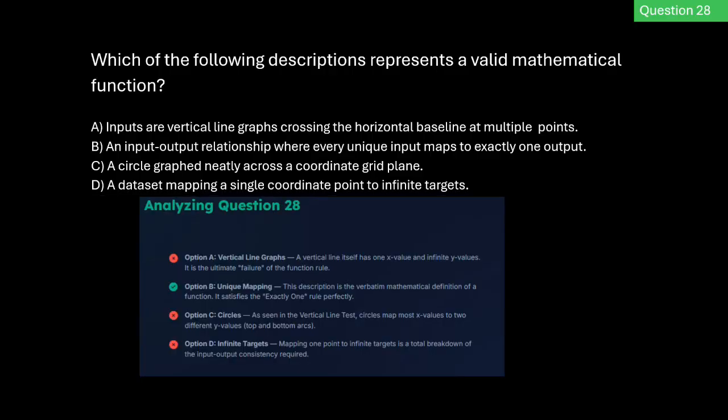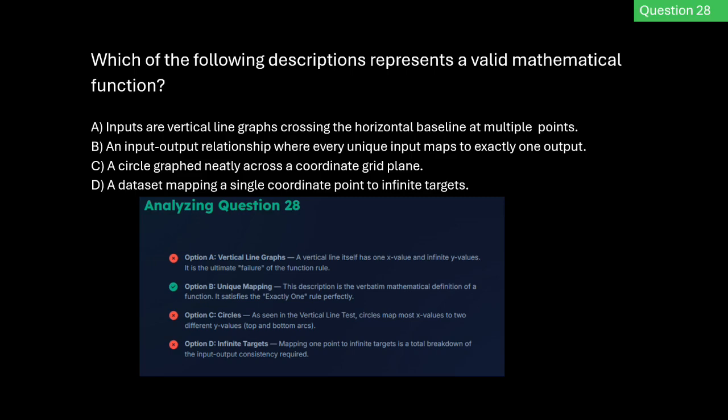With these principles in mind, let's dissect our multiple choice options for question 28. Option A describes vertical lines crossing the baseline at multiple points. A vertical line itself represents a single x value with infinite values, the ultimate function failure. Let's take a look at option C. It mentions a circle, which we already know fails the vertical line test by mapping x values to two different arcs. Option D maps a single point to infinite targets, breaking the consistency completely.